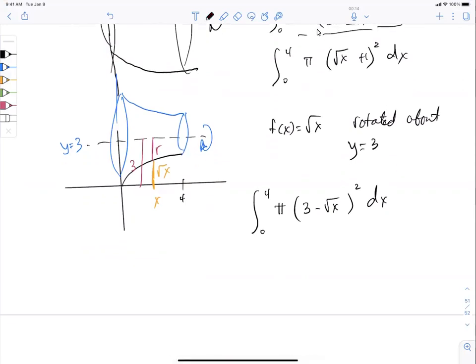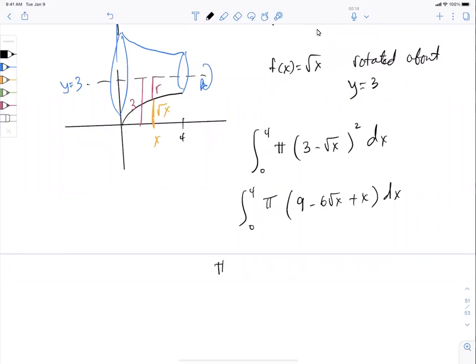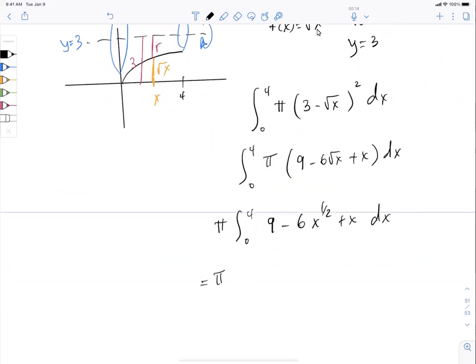Now, let me finish this one because I don't know if you guys remember how to integrate these. Not too complicated, but you have to square it. You get 9 minus 6 root x plus x dx. It's a simple power rule for the whole thing. Pi integral from 0 to 4. I'm going to rewrite it as 9 minus 6x to the 1/2 plus x to the 1 dx, which is pi times 9x minus 2 times 6 over 3 x to the 3/2. I just use the power rule there, plus 1/2 x squared from 0 to 4.